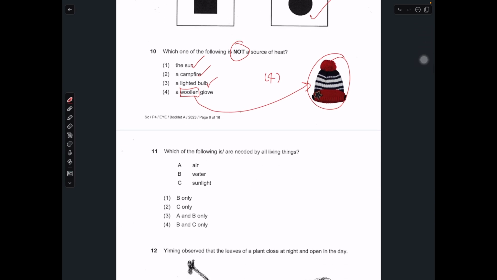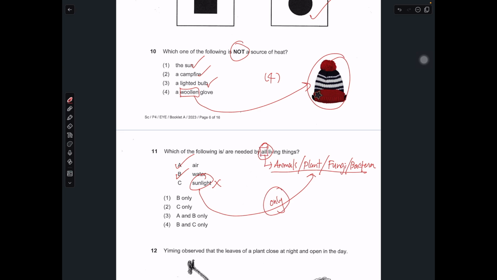Which of the following is needed by all living things? In this case, we are talking about animals as well as plants, fungi, and bacteria. So these are the 4 groups of living things that we are talking about. Okay, air is needed by all, water, yes, but not sunlight. Only plants. But we want needed by all. The keyword is all. So we can only choose A and B. So the answer is number 3.